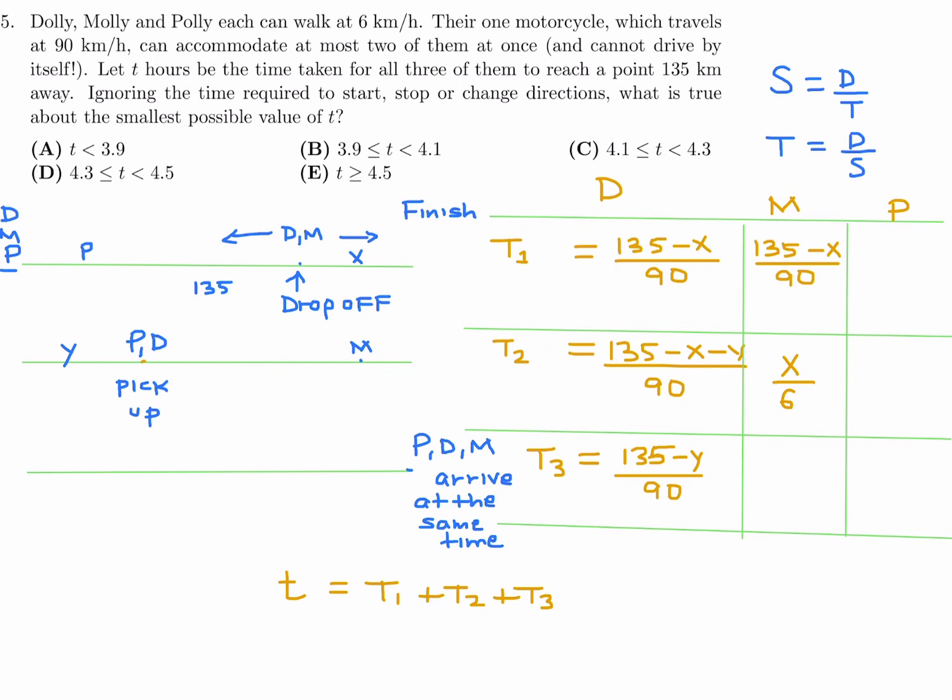And then Polly, her T1 is that initial phase where she's walking. So that's actually going to be just y over 6. And then her final phase is when she's on the motorbike and going all the way to the finish line with Dolly. And that is 135 minus y over 90. So there you go. This is a breakdown of all three friends.